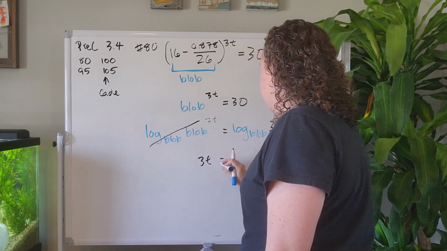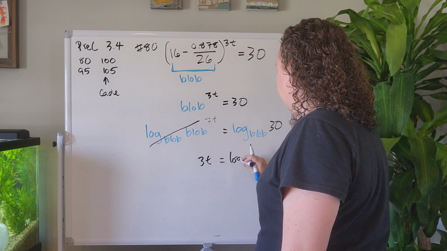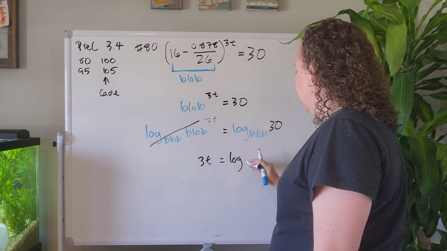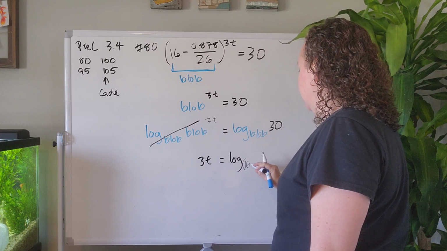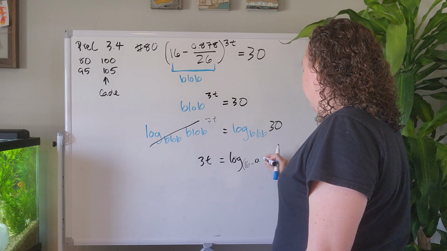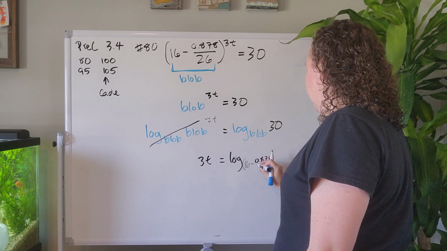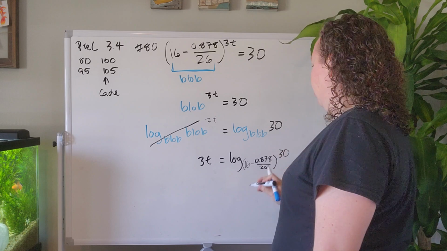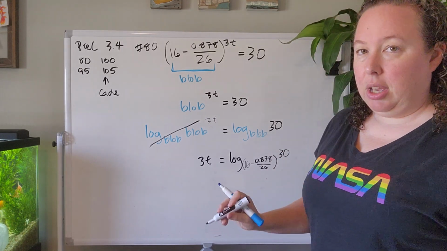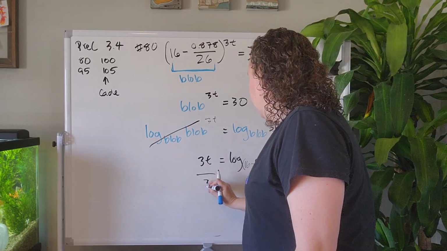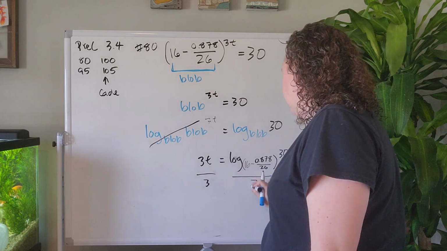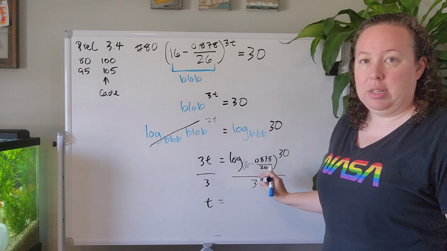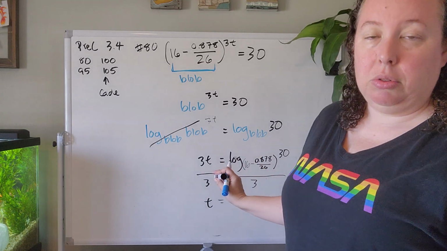And so we have 3t is equal to log, and now we can plug it back in here so we can see what it is. It's log base 16 minus 0.878 over 26 of 30. And then finally all we have to do is divide this by 3, and so we have t is equal to all of this.